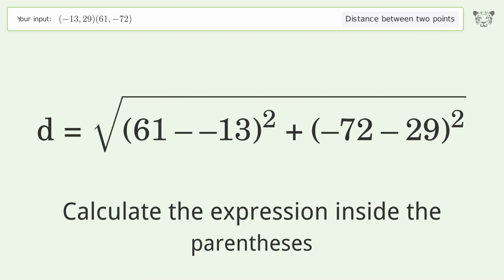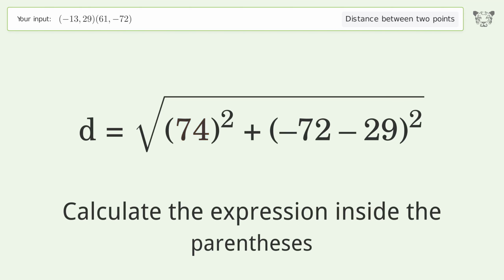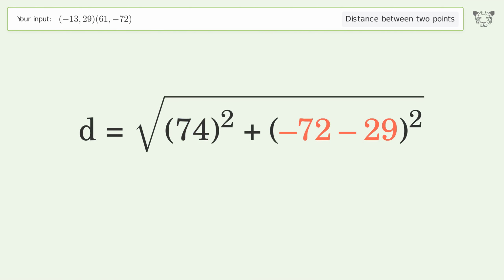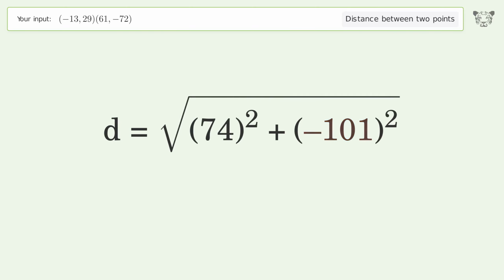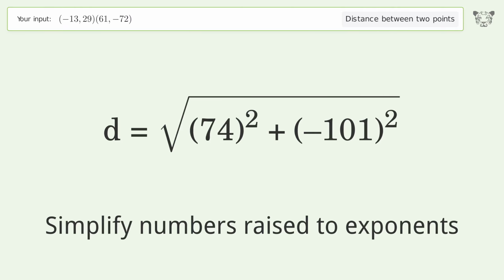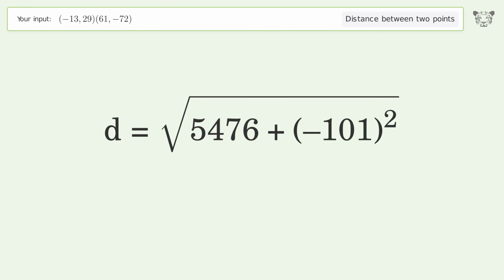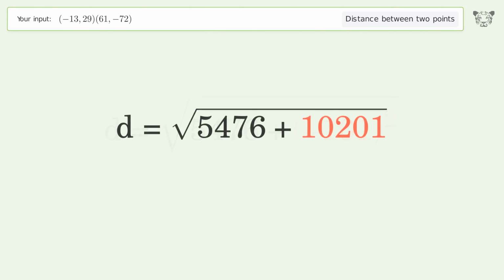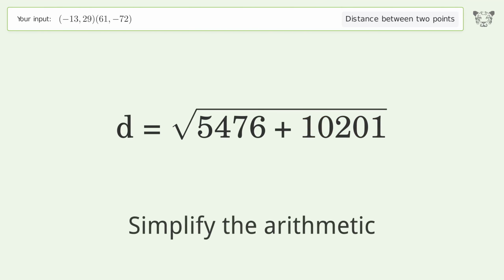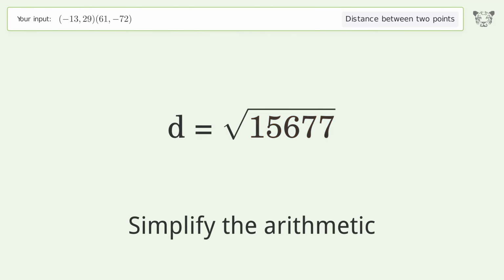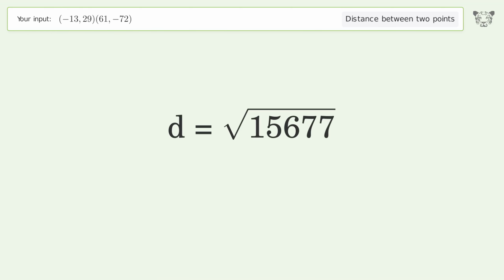Calculate the expression inside the parentheses. Simplify numbers raised to exponents. Simplify the arithmetic. And so the distance between the 2 points is the square root of 15,677 or 125.208.